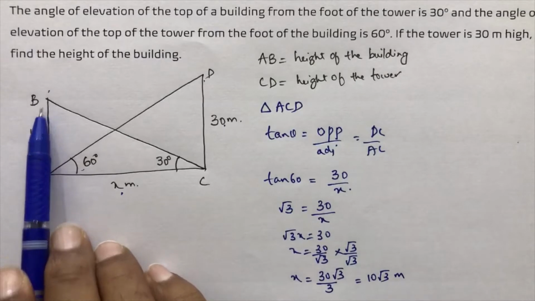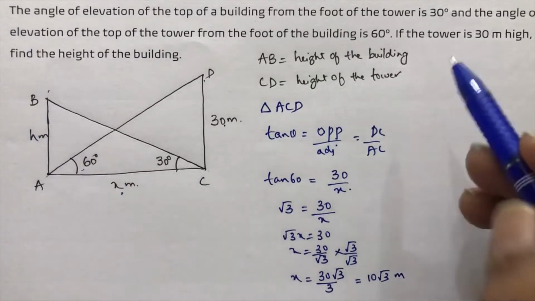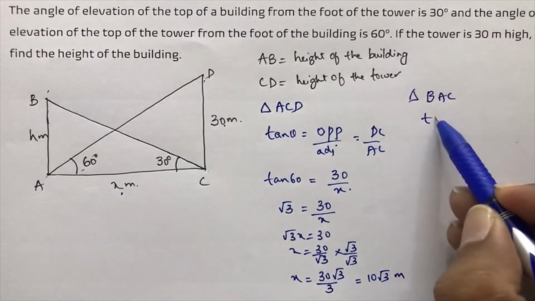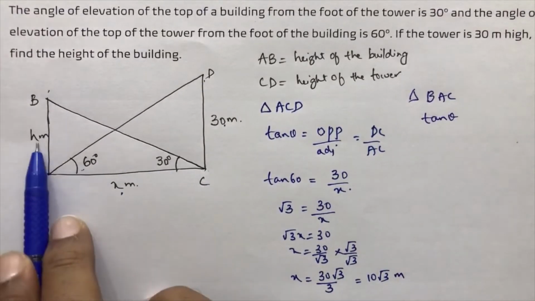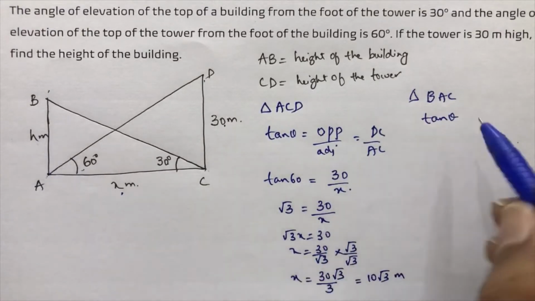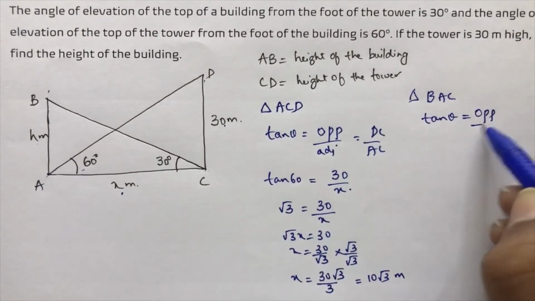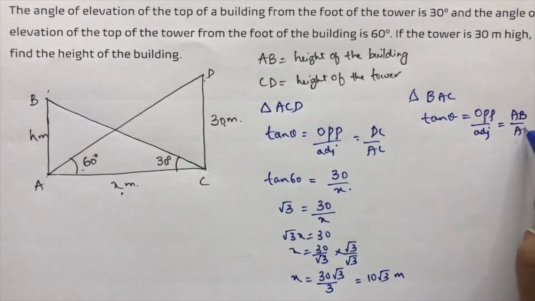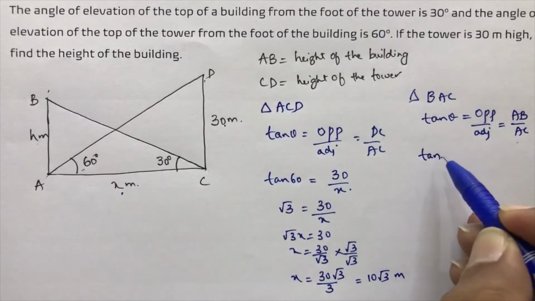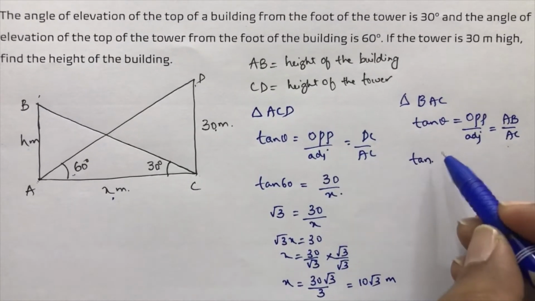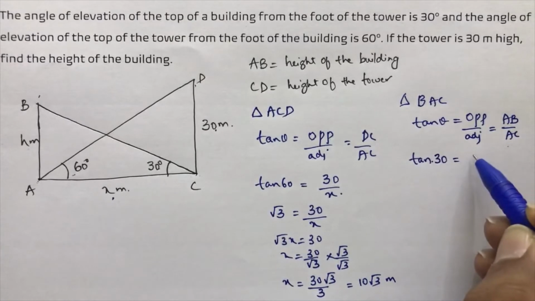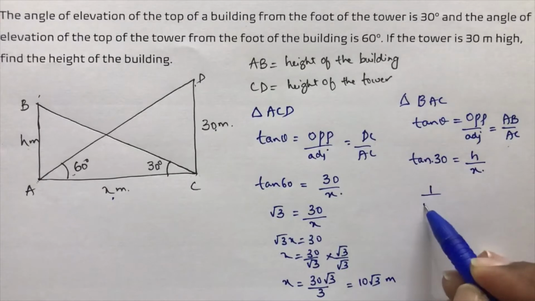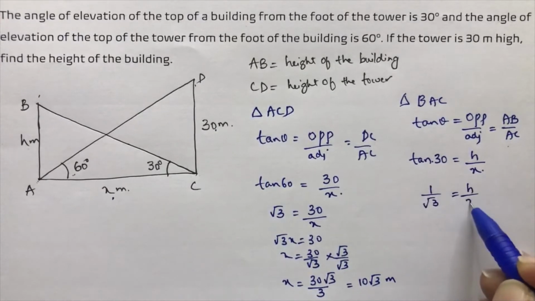Now take the another triangle, BAC or CAB. Triangle BAC. Same ratio tan theta, because theta is here, opposite is h, which I need to find, and adjacent is x. Tan theta is opposite by adjacent. Opposite is AB, adjacent is AC. Tan 30 equals opposite is h, adjacent is x. So tan 30 value is 1 by root 3 is h by x.